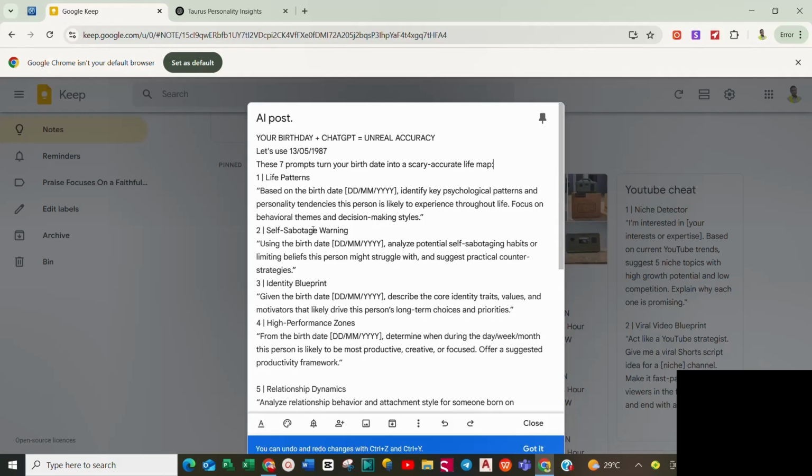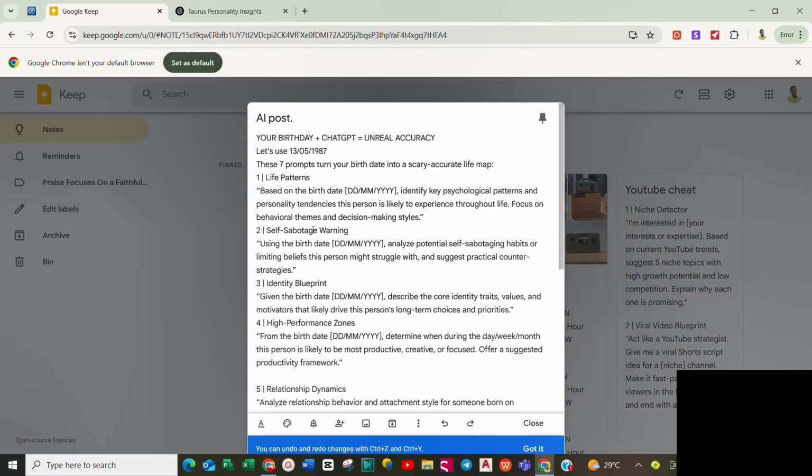So I've listed the AI. I said your birthday plus ChatGPT gives you unreal accuracy. So the date of birth we're going to use is what I put there on the screen. And these are the seven prompts. Turn your birth into a scary accurate life map. It shows you the accurate life map of the personality you are, or the person you are trying to check.